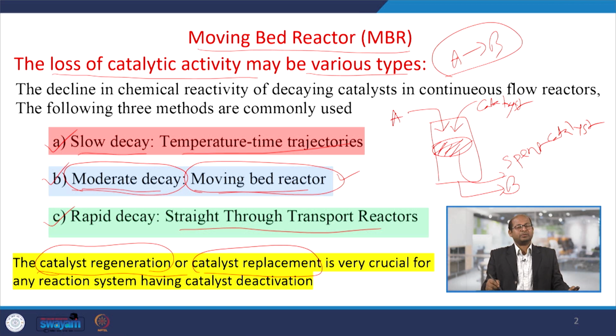Otherwise conversions will go down, and the other associated parts of the total system in the process, that may be separations or other integrated parts, the rest of the parts would be affected. So, therefore, to maintain a constant conversion of that particular reactant, we always have to take out the catalyst from the reactor.